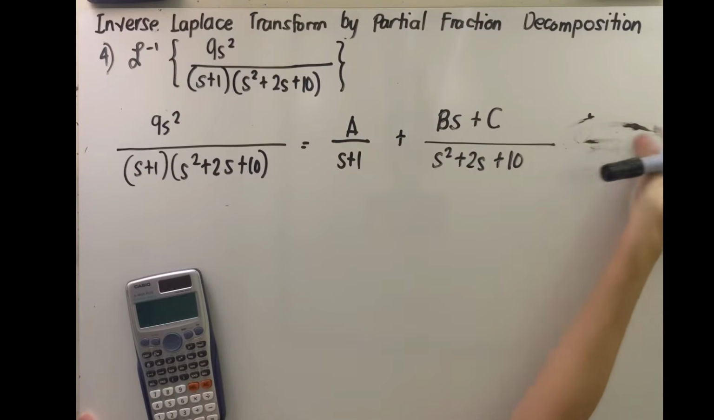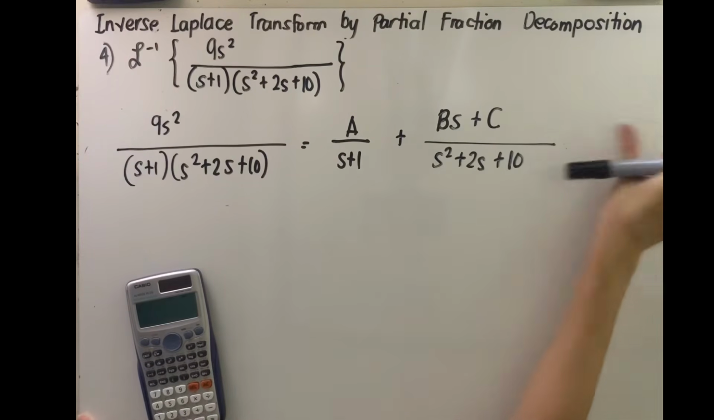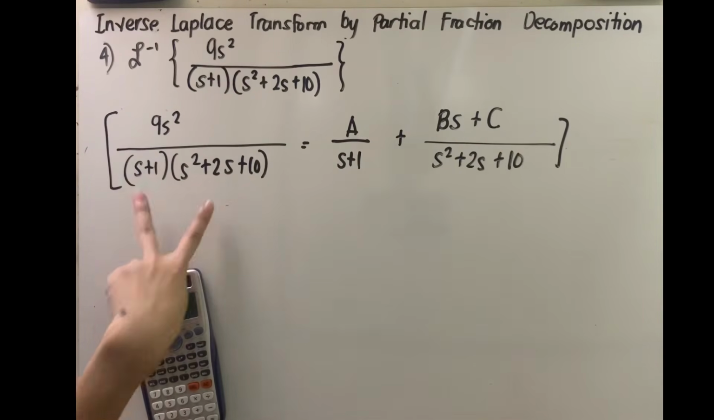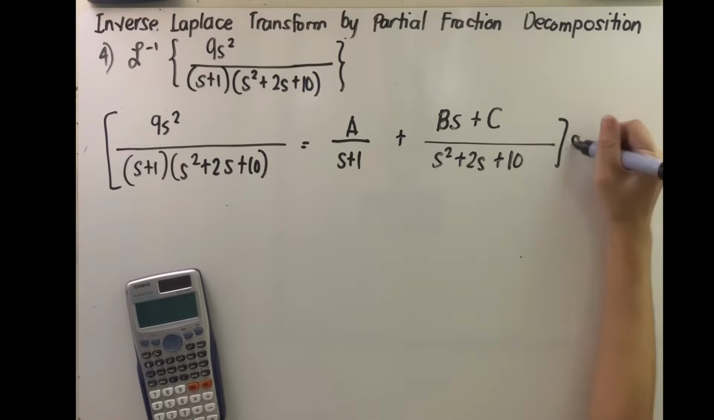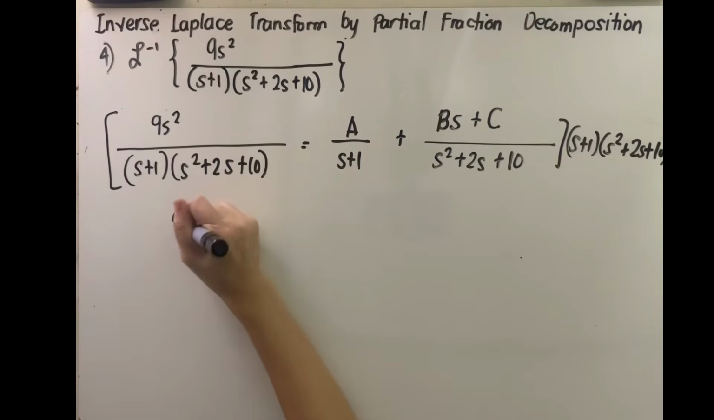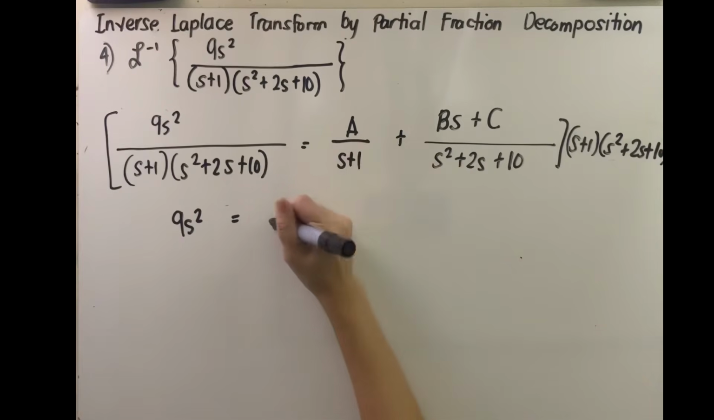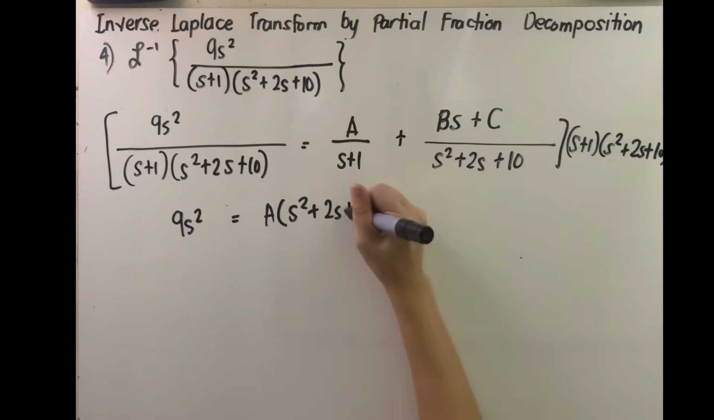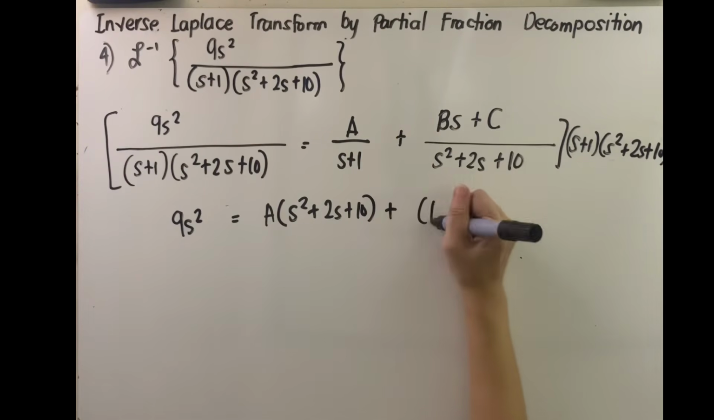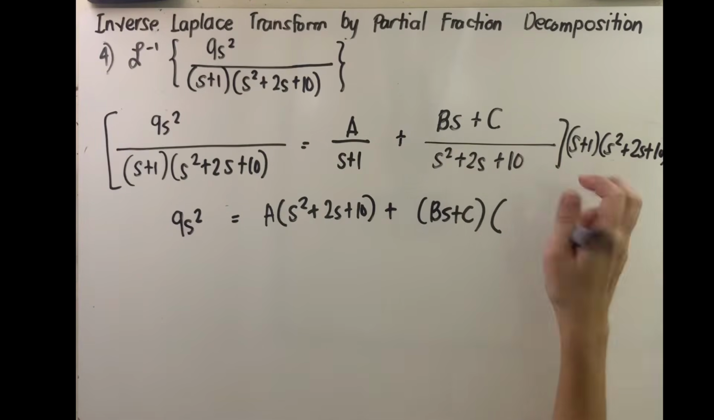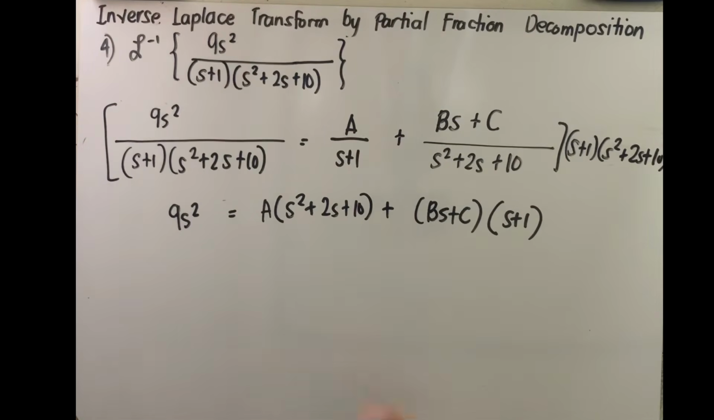Okay? So, with this, what will we do? We multiply both sides of the equation by the given denominator. That would be s plus 1 multiplied by s squared plus 2s plus 10. And on the left side, the denominator will be cancelled. We'll be left with 9s squared equal to A multiplied by s squared plus 2s plus 10, plus you have bs plus c, right? Multiplied by, this will be cancelled, so you'll be left with s plus 1. With this, we're going to expand.